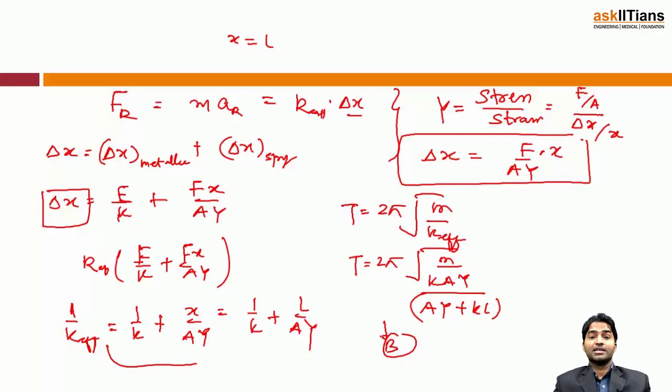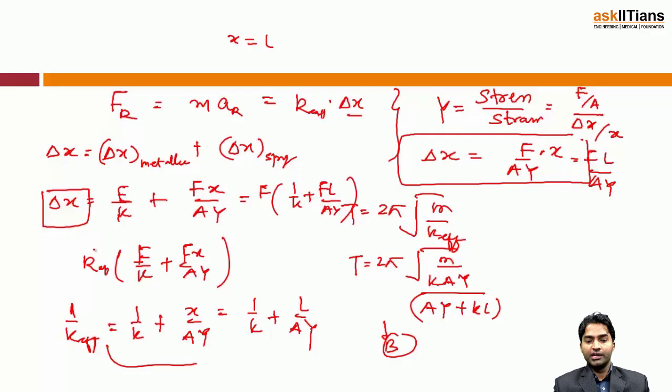So delta x1 is the extension in part 1, which can be calculated from Young's modulus, equal to stress upon strain. Stress is equal to force upon area, and strain is delta x by x, where x is actually the length L. So we get f into L upon A into Y. As it is a series phenomenon, we get f upon k plus fL upon AY. Taking f common, we get f into 1 upon k plus L upon AY.